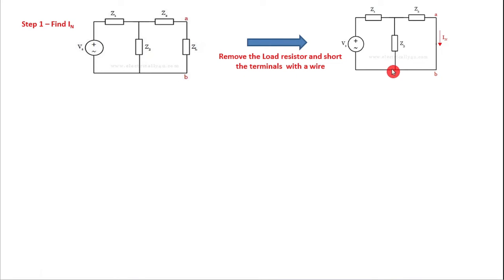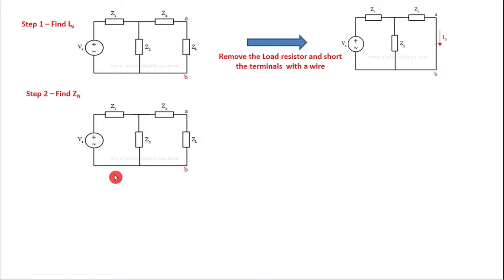So this is the resultant circuit. Here the load resistance has been removed and the terminals are shorted with a wire. Okay. So now we have to determine the current flowing through this path AB, which gives the value of the Norton's current. So this is the first step. Then the second step is to find the value of Zn, that is Norton's impedance or Norton's resistance.